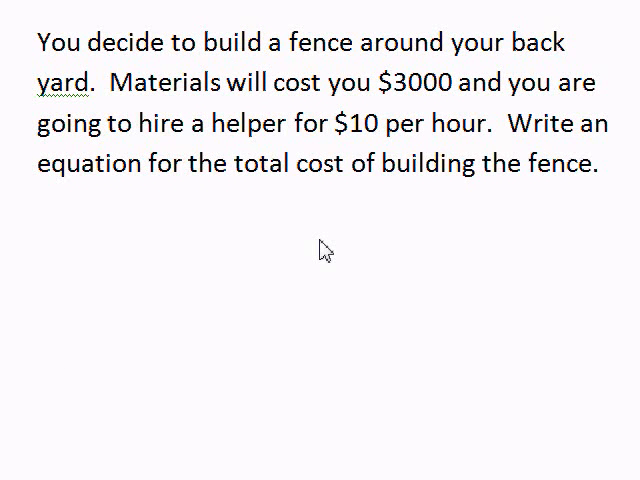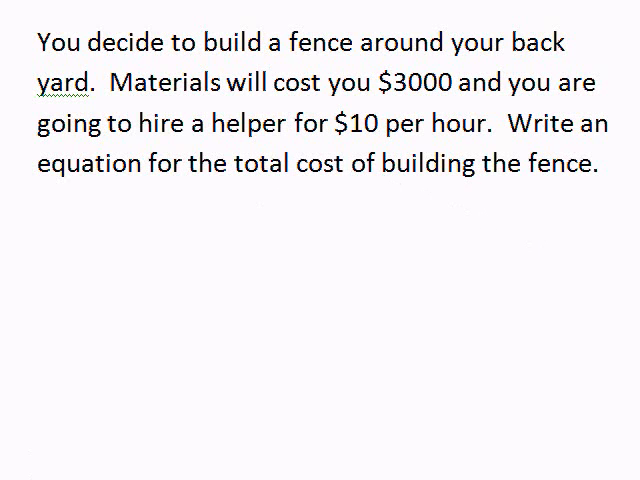Let's take a look at one more problem. Go ahead and press pause, and when you're ready to see the answer, please press play. So we read through the problem. You decide to build a fence around your backyard. Materials cost $3,000, and you're going to hire a helper for $10 per hour. Write an equation for the total cost of building the fence.